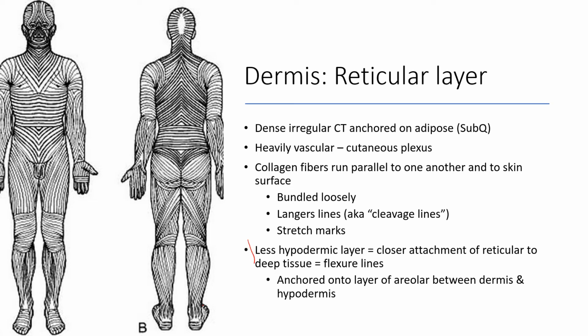In places where you have less of a hypodermic layer, less fat, you'll find a closer attachment of the reticular layer to the deep fascia underneath. The deep tissue, that fascia, is the covering over your muscles. Okay, it's a connective tissue covering over your muscles. So there's some places where you have so little fat that your reticular layer of your dermis basically connects straight up to bone or muscle or whatever's underneath.